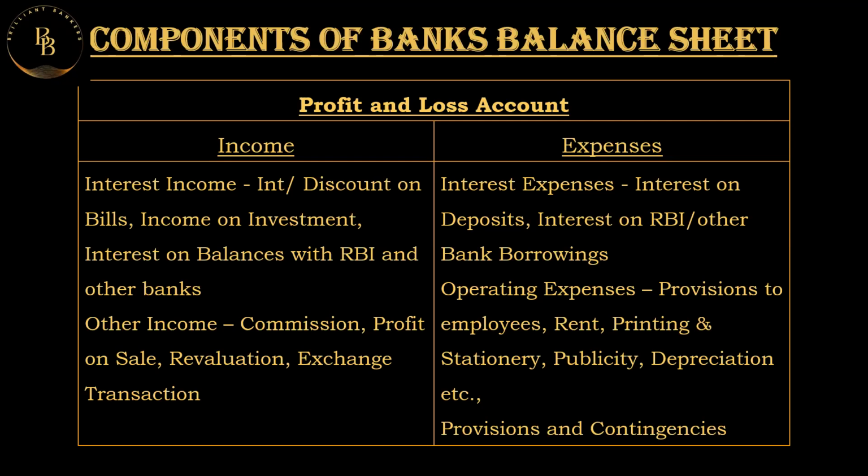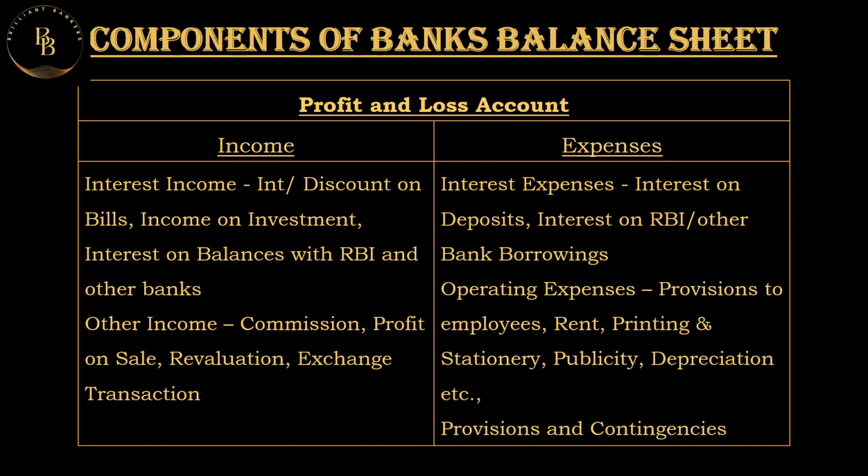What are the other incomes benefiting the bank? The other incomes are the commissions, that is the exchange and brokerage, the profit on the sale of investments, the profit on the revaluation of assets, the profit on the sale of land, buildings, or any other assets held by the bank, and also the income earned by way of dividends. This is by dividends from subsidiaries or companies, or from the joint ventures the bank has entered into in India or abroad.